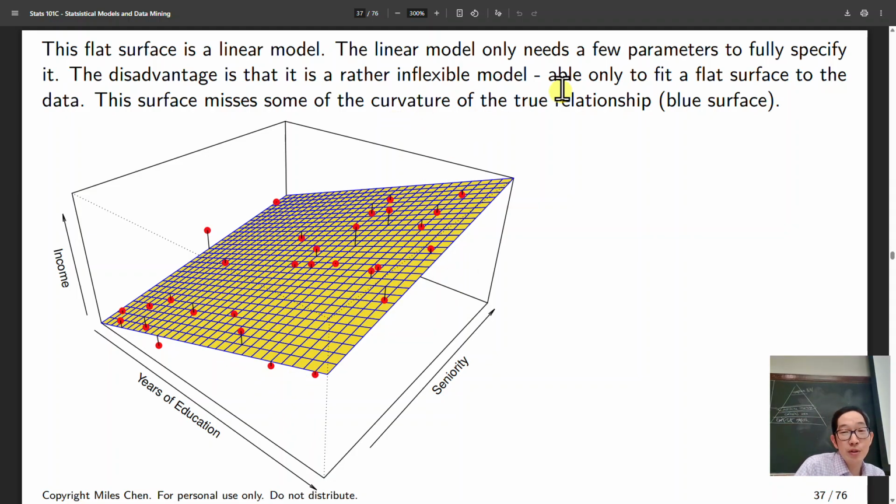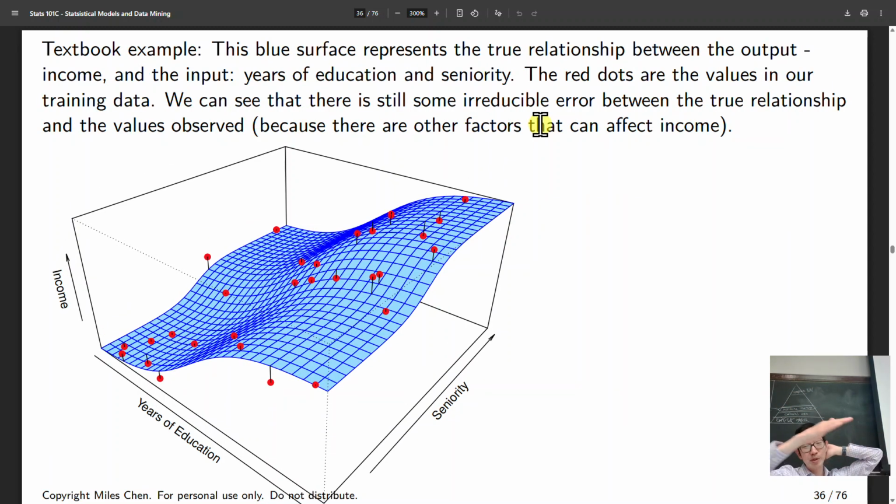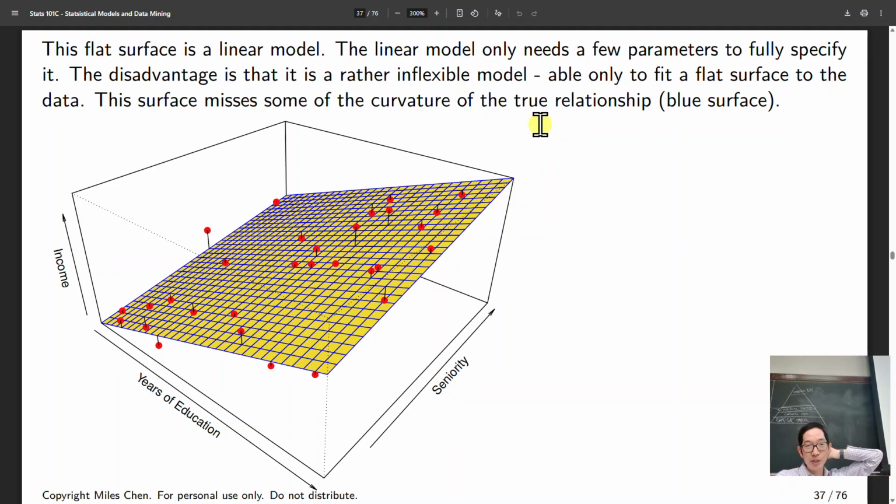So this only requires a couple parameters to fully specify. Really, we just need a coefficient for each of these terms, okay? But it's an inflexible model. Basically, you're limited to just fitting a flat surface, right? Whereas the real relationship should have some curvature to it, okay?